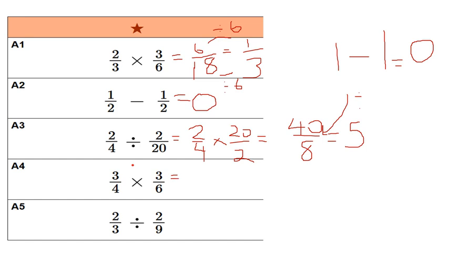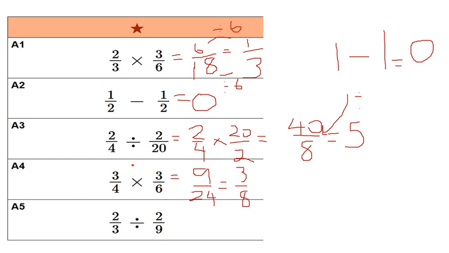A4, 3/4 times 3/6. 3 times 3 is 9 over 4 times 6, which is going to be 24. Now this one's a bit harder to actually spot. I can divide top and bottom by 3. So I get 3 over 8, or 3/8.